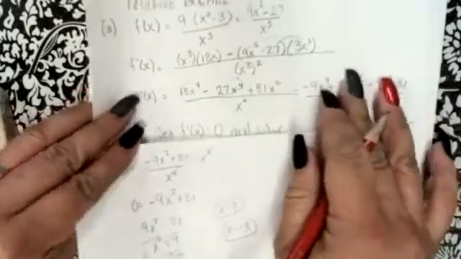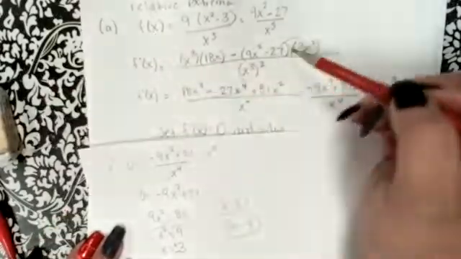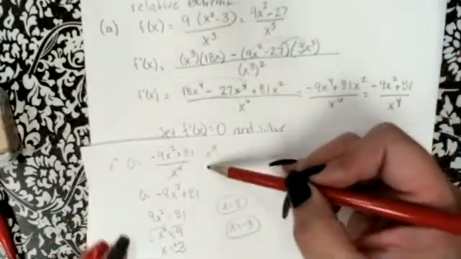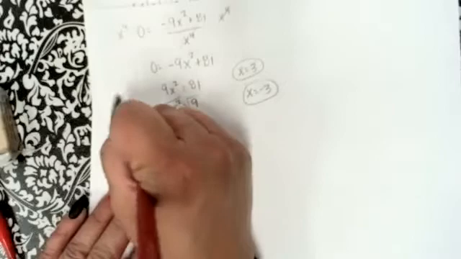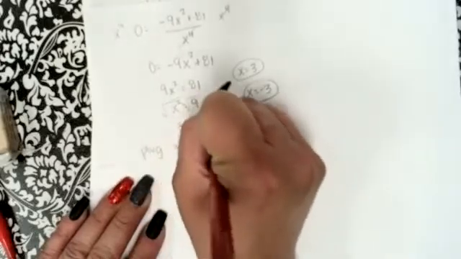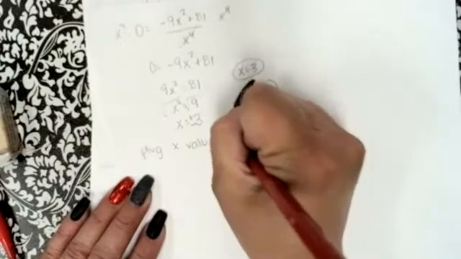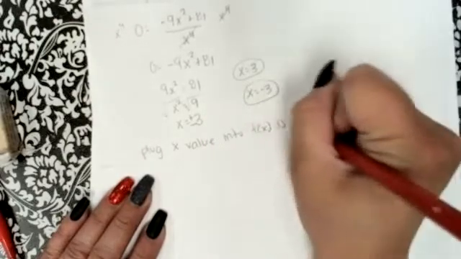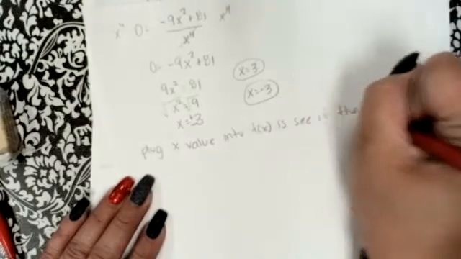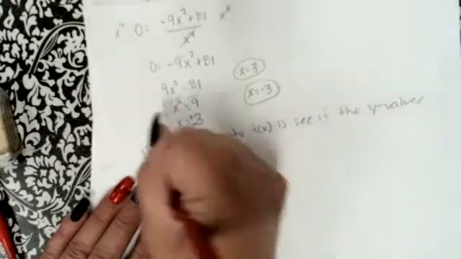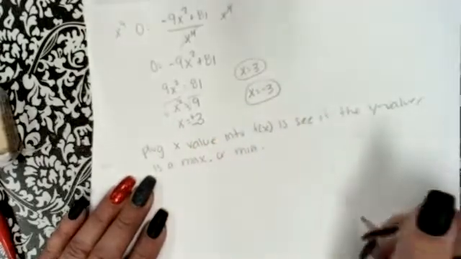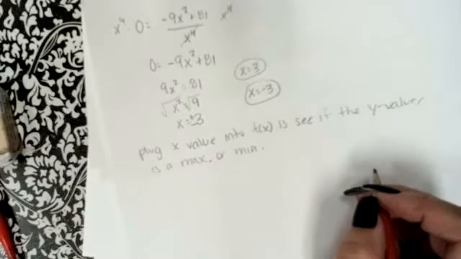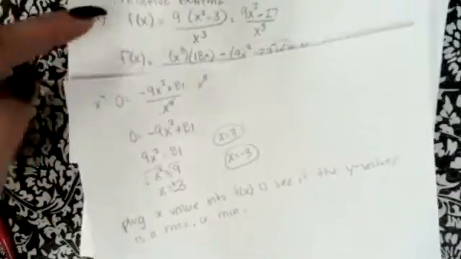So let's go back. From the very beginning, I took the function and I took the derivative. Then I set the derivative equal to 0. But I'm not done yet. I now need to plug the x values into the original function, f of x, to see if the y value is a max or a min. A high number is a max, a low number is a min. So here's the function. I'm going to plug in a positive 3 and a negative 3.